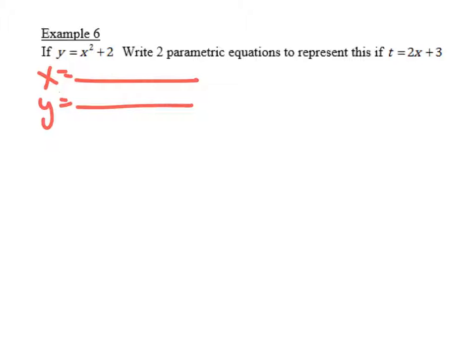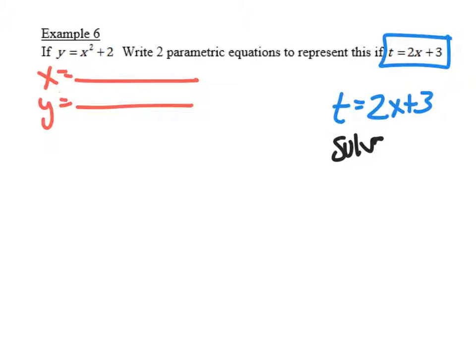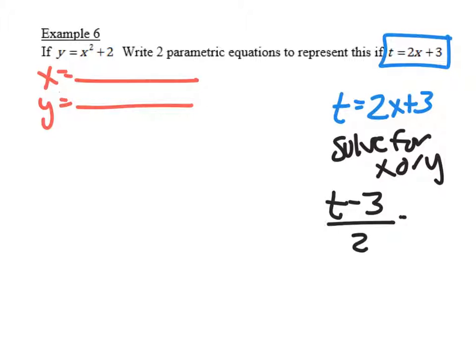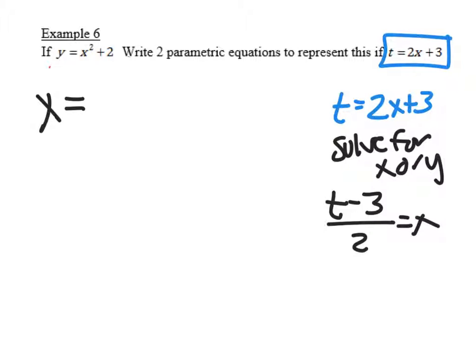Well, I already have an expression for t. So sometimes I'll have t equal to something with an x and something with a y, so it depends on which one I give you. So in this case, you just need to solve for x or y, whichever one I give you. Kind of like the other way, you solve for t and substituted it. Now you're solving for x. So that's going to be t minus 3 over 2 equals my x. So this is t minus 3 over 2. And actually, let me rewrite this better. Let's rewrite this so I have more space. So x equals t minus 3 over 2.